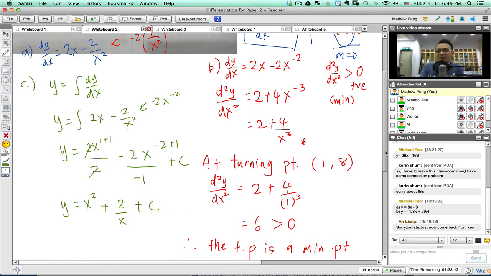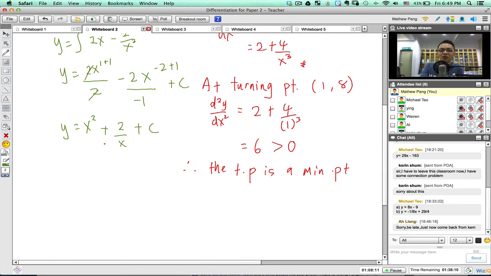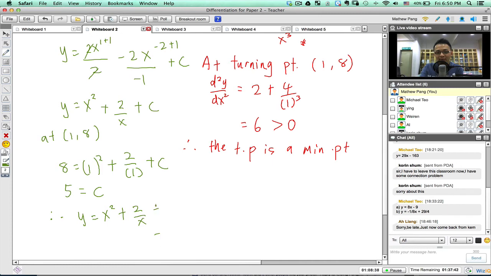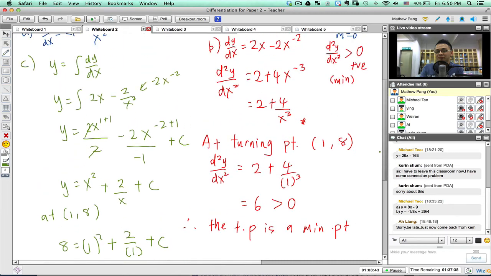In order to get c, I must have the coordinate, and I already have the coordinate, which is (1, 8). So I can substitute the 8 into y and 1 into x: 8 equals 1 squared plus 2 over 1 plus c. Then I can easily get my constant c. 1 plus 2 is 3, 8 minus 3 is 5. So therefore, the equation of the curve will be y equals x squared plus 2 over x plus 5. Okay, this one is the equation of the curve.